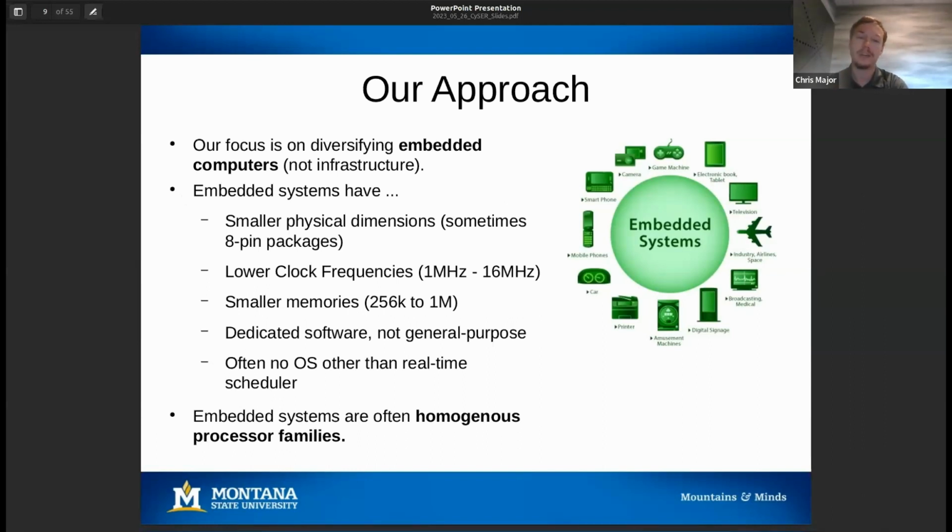And often they don't have an OS, maybe just a real-time scheduler at best. Now, granted, there are devices like, say, the Raspberry Pi that kind of blur these lines a little bit. But for the most part, embedded systems have all of these qualities that across their entire product families make them very much homogeneous. In a sense, for instance, if you attack one Arduino, you could attack a lot of other Arduinos because you already know what's there.